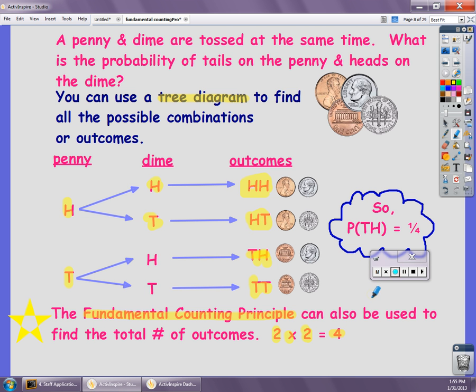And if you had to do the probability, you would need to actually list them out, because now you can see that tails on the penny and heads on the dime happens once. Tails on the penny, heads on the dime right here. But there are 4 total outcomes. So the probability for that to happen is 1 out of 4.